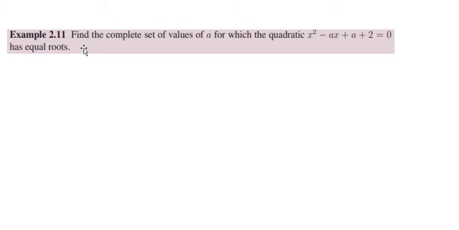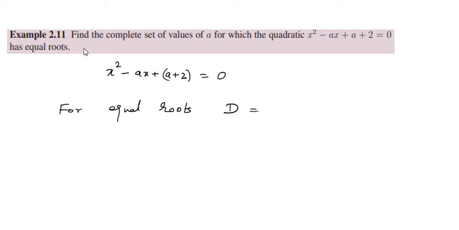We just saw the condition for equal roots. What will it be? The discriminant will be equal to 0. Here x square minus ax plus a plus 2 is the constant term, equal to 0. For equal roots, write the condition first. They have given equal roots, so for equal roots, what is the condition? The discriminant D equal to 0. What is the discriminant? b square minus 4ac equal to 0. What is b here? The coefficient of x, minus a, the whole square, minus 4a.